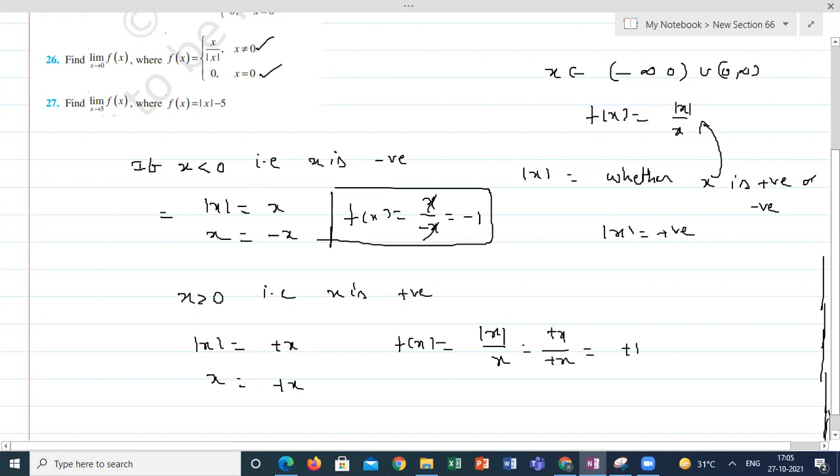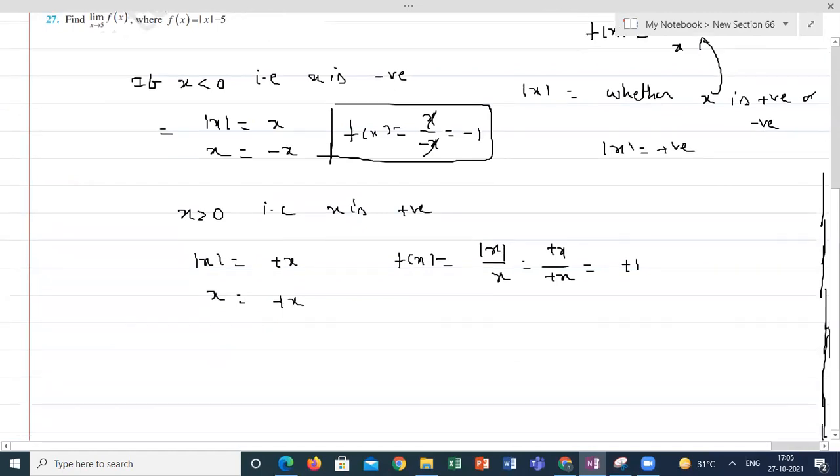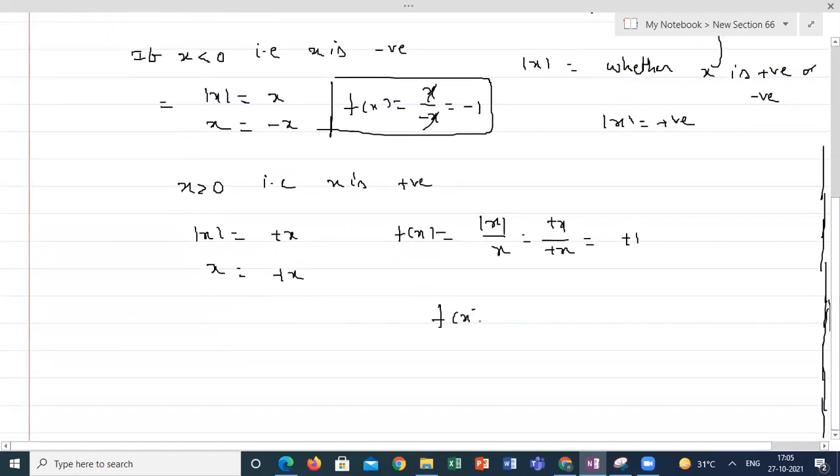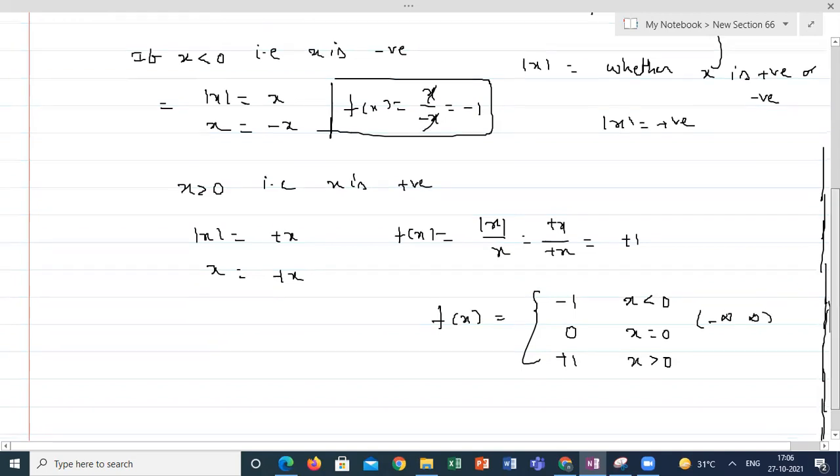So how can I rewrite this function to understand very clearly? My f of x is minus 1 for x less than 0, 0 for x equal to 0, plus 1 for x greater than 0. See, this is on the interval minus infinity to infinity. I defined my f of x. Now you proceed to the limit, then it will be easy.